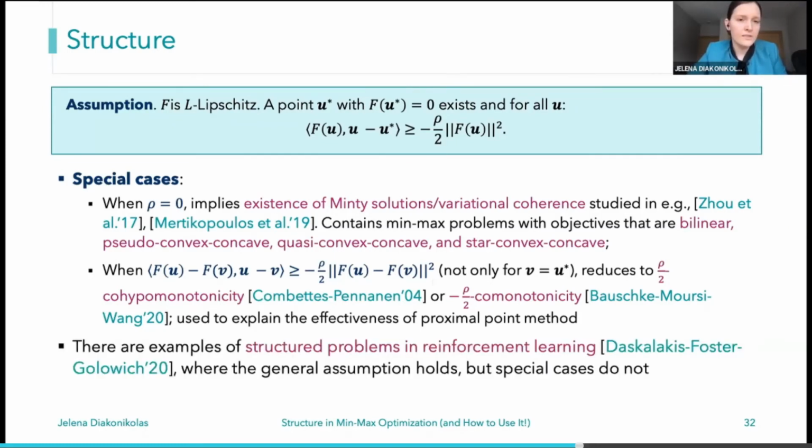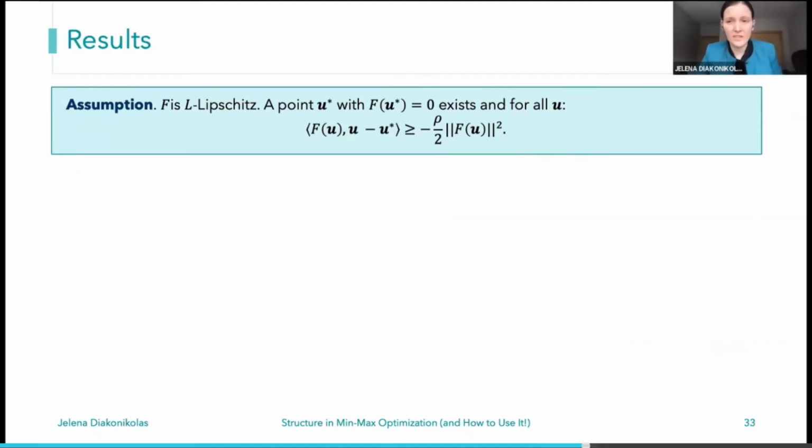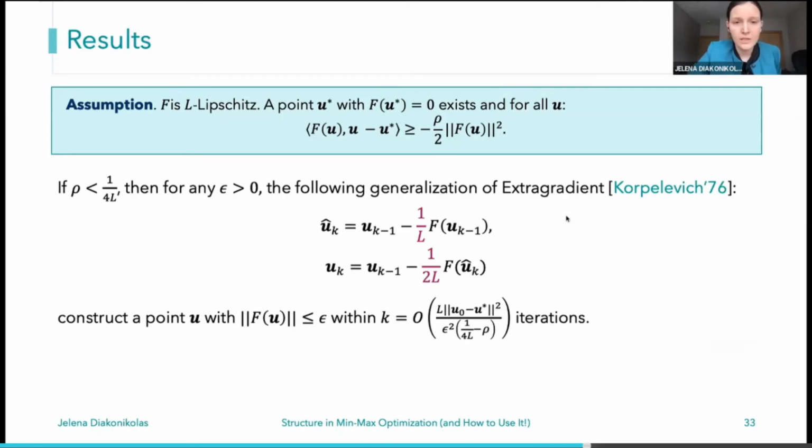There are reasons why this is interesting even without the special cases. There was a nice problem from reinforcement learning where extra gradient, which is a standard method, works well, but you cannot explain it with any of these conditions. This just gives you a wider class that explains why it works. Okay, I'll just state the result and I won't say much more about it. The algorithm we used here looks pretty much like extra gradient. The only difference is that extra gradient would take the same step size here; here we take a slightly shorter step.